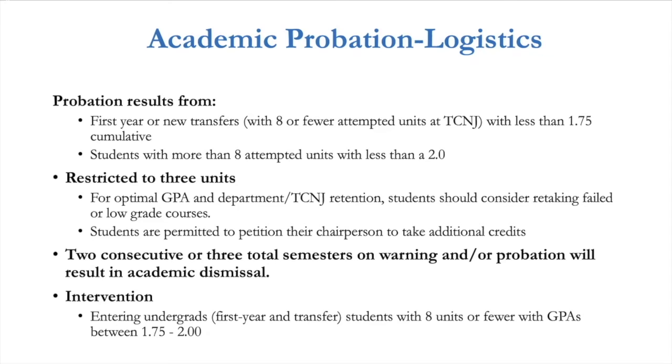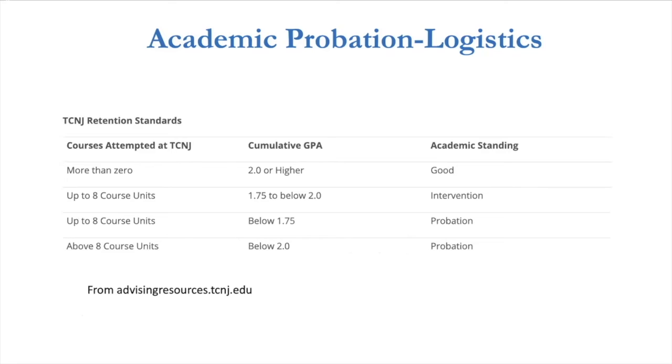Intervention is for entering undergrad, so first year or transfer students with 8 units or fewer, if they have a GPA between 1.75 and 2.0. Here's a handy chart for TCNJ's retention standards. It's from advisingresources.tcnj.edu. If you want to take a look at this, you can feel free to pause it, but it's basically just what I just said on the previous screen.